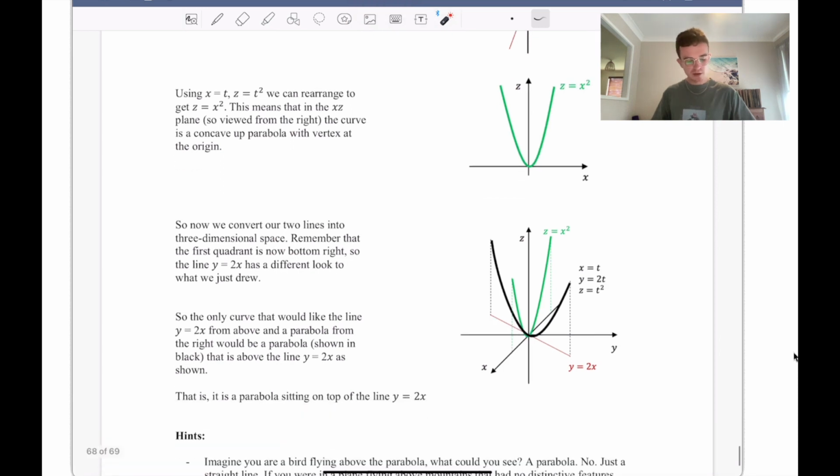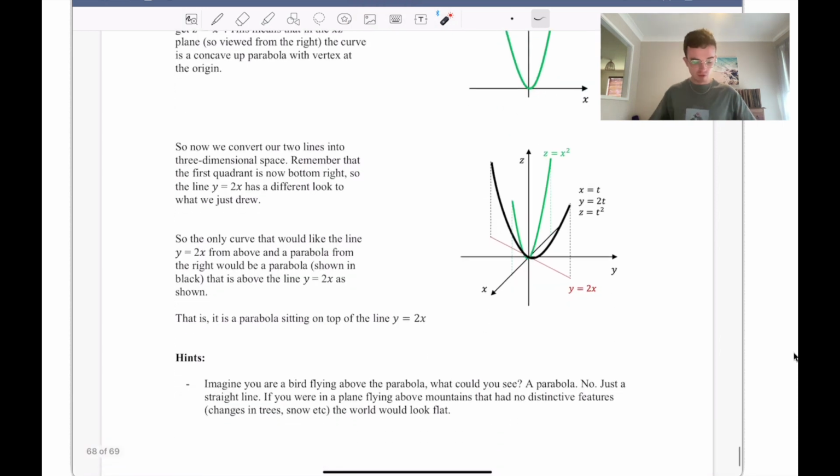So just a couple of hints, and I think I've spoken about this. Imagine you were a bird flying above the parabola. What would you see? A parabola? No, you would just see a straight line. If you were a plane flying above mountains that had no distinctive features, the Earth would look flat. So think about it logically. What do I look like in different dimensions?